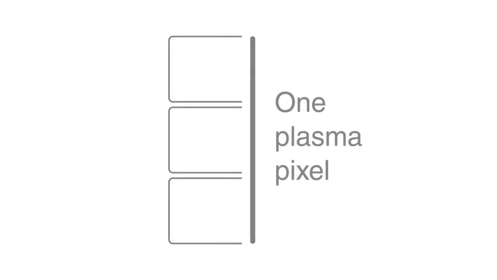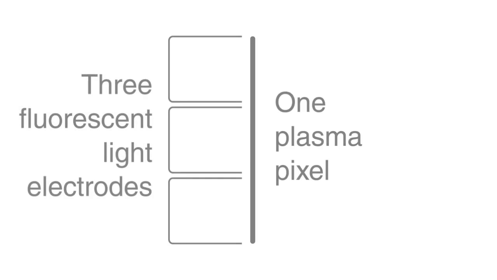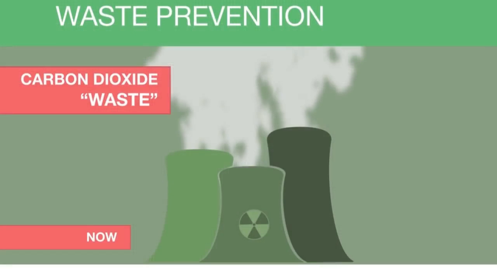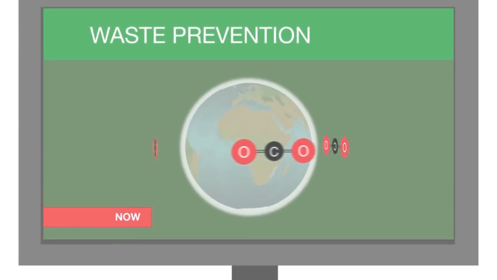A plasma screen is made of many thousands of tiny dots called pixels, which are made of 3 fluorescent light electrodes emitting the colors red, green, and blue. The combination of these colors can give any possible color, which is why we can see all colors on these screens. The higher the number of pixels, the higher the definition, and the images will appear sharper and more detailed.